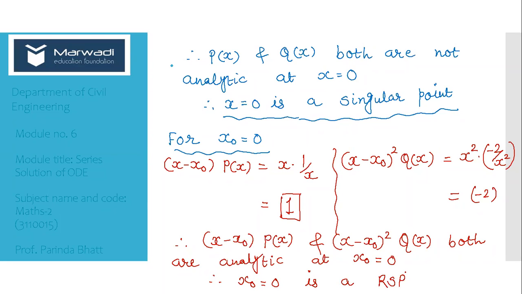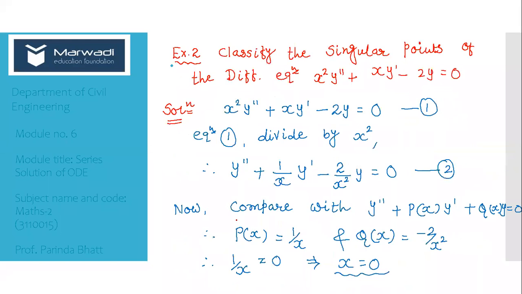If for any one condition we get an infinite answer, then this point is an irregular singular point. But here, for both the conditions, we are getting a finite answer. That's why both are analytic, and therefore x0 equal to 0 is a regular singular point. Are all the steps clear? Any doubt, then please raise your hand first.